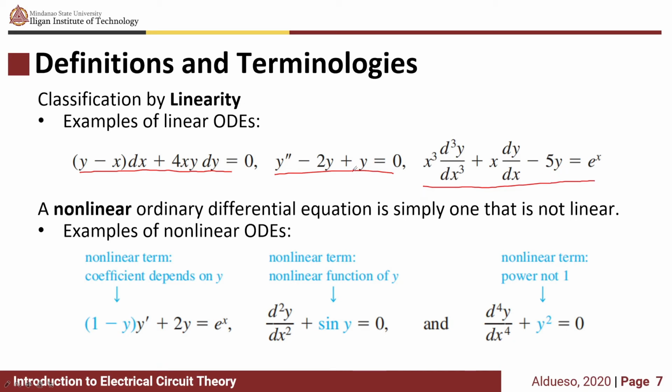On the other hand, a nonlinear differential equation is simply one that is not linear. So this means that the function involves nonlinear functions. Looking at this equation, this coefficient depends on y. So remember, our coefficient must depend on the independent variable x. For this equation, we have a non-linear function. So we have a sine function. Then for this function, we have y that is not a power of 1. We have y squared. So y squared is not a linear function.